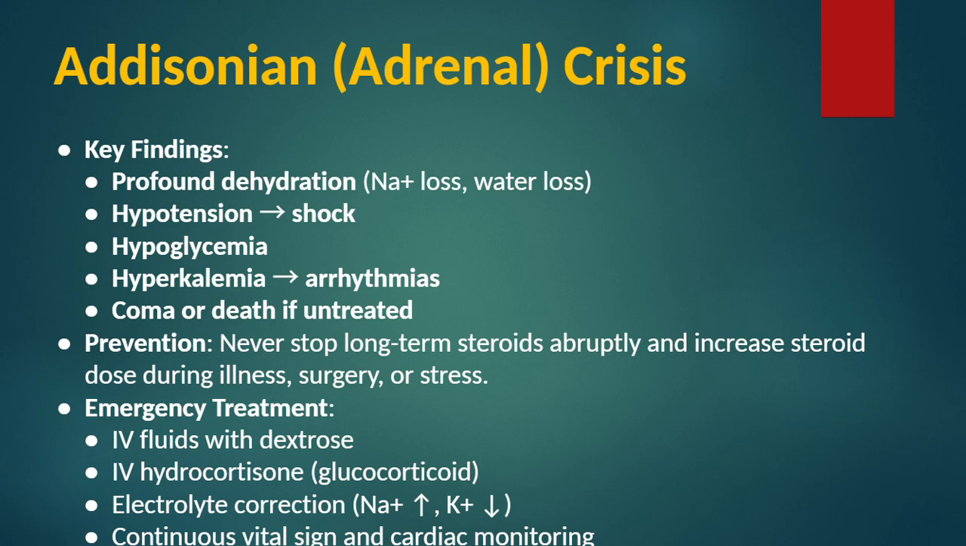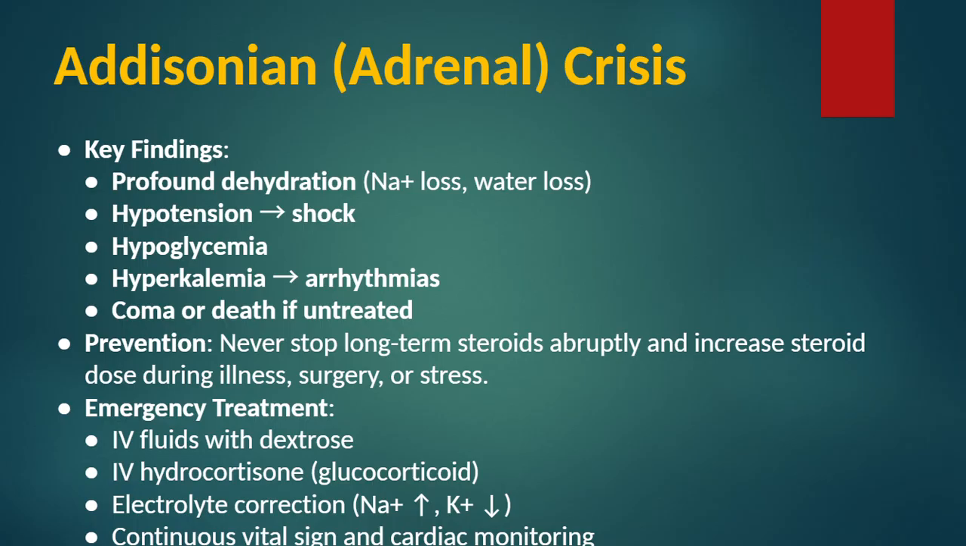Teach them to recognize early warning signs, such as extreme fatigue, dizziness, nausea, and darkening of the skin, and to carry an emergency steroid injection kit, hydrocortisone, at all times. Encourage them to wear a medical alert bracelet indicating adrenal insufficiency so that emergency providers know they need steroid support during illness or injury. In an adrenal crisis, treatment must begin immediately.